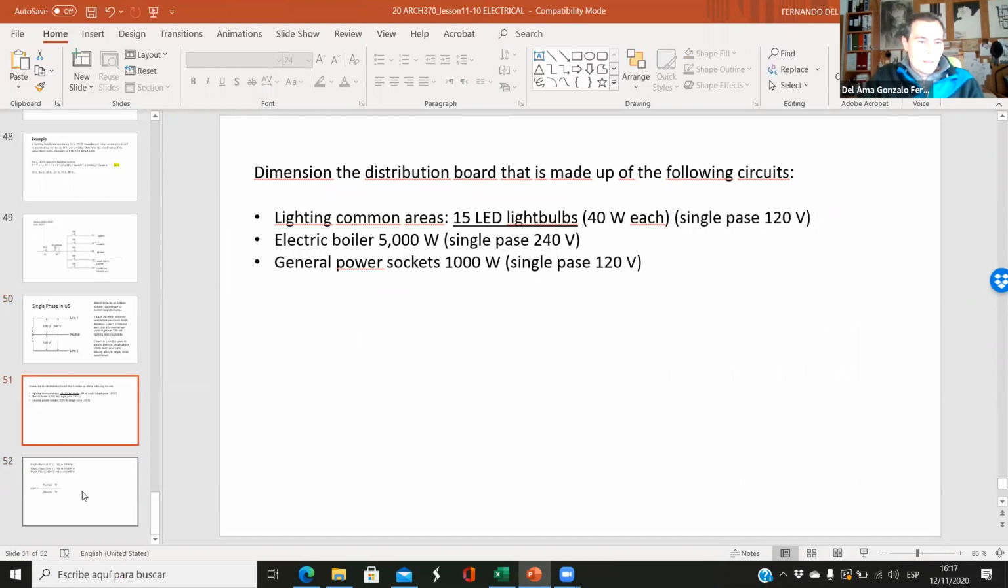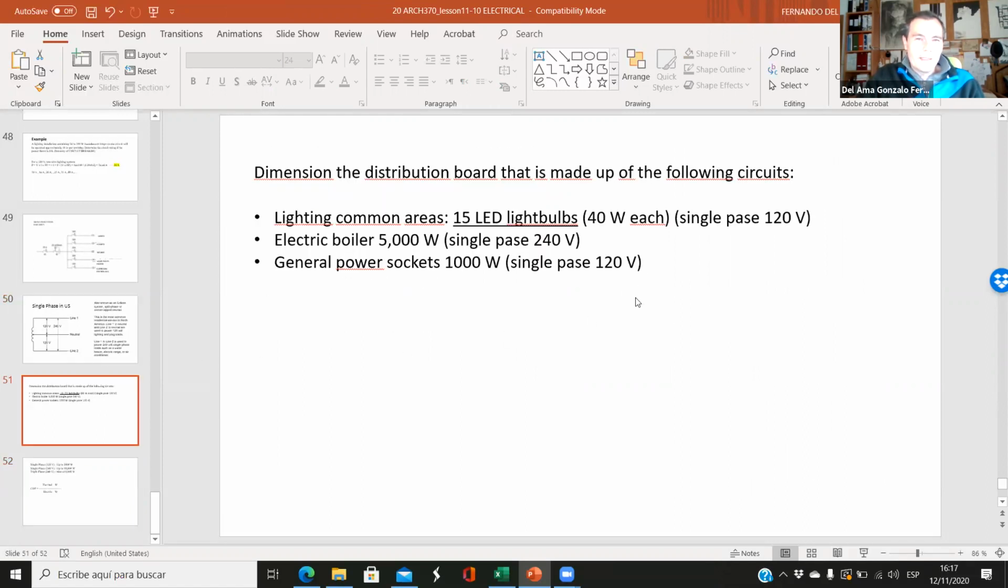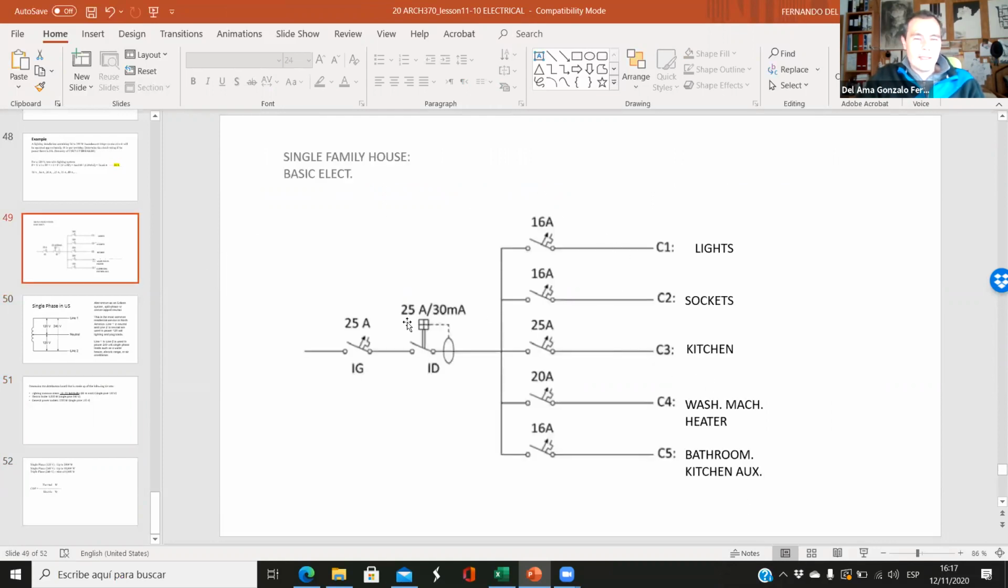So as a rule of thumb, we can take this, and today what are we going to do? We are going to calculate, especially the circuit breaker. We have to be able to do something like a single line diagram.